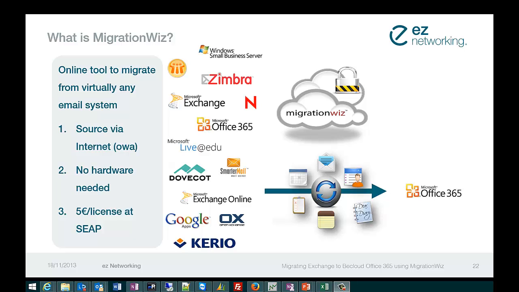Now, what is MigrationWiz? Well, MigrationWiz is an online tool that will enable you to migrate virtually any email system to Office 365. Of course, we're most interested in Small Business Server, which is in the list of supported systems, and you only need to have access through Outlook Web Access. You don't have to have separate hardware to do the migration, and the licenses per mailbox are about €5 per license if you buy them through the contract with Belgacom.